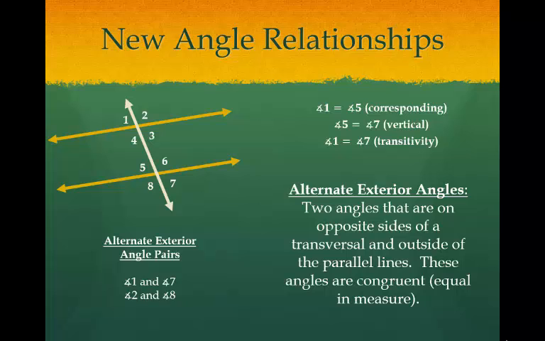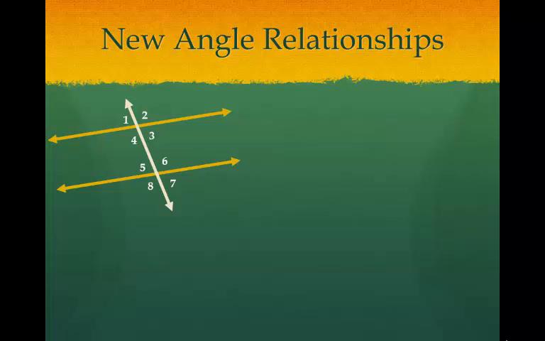We're now going to apply some similar reasoning to take a look at angle 4. We know that angle 4 is corresponding to angle 8, so they are equal. Then we know that angle 8 is vertical with angle 6, so they must also be equal. Once again, by the mathematical property of transitivity, we know that angles 4 and 6 are also equal by taking out the middleman of angle 8.